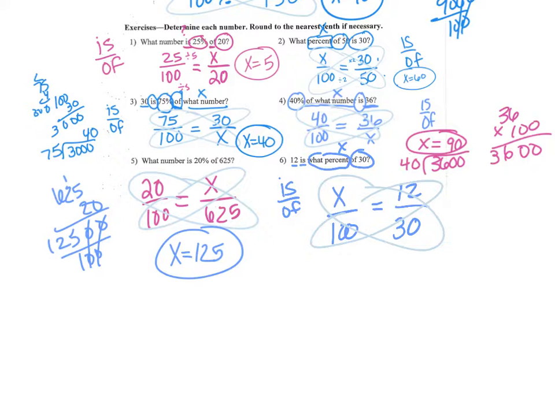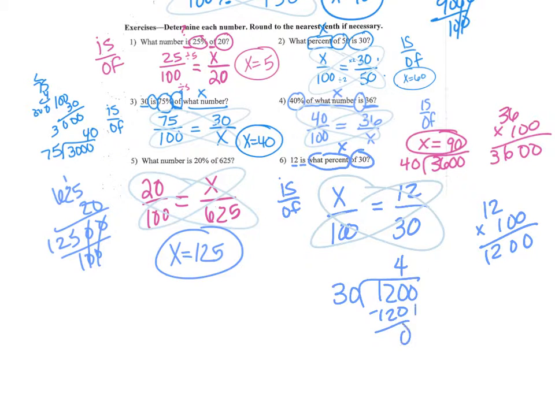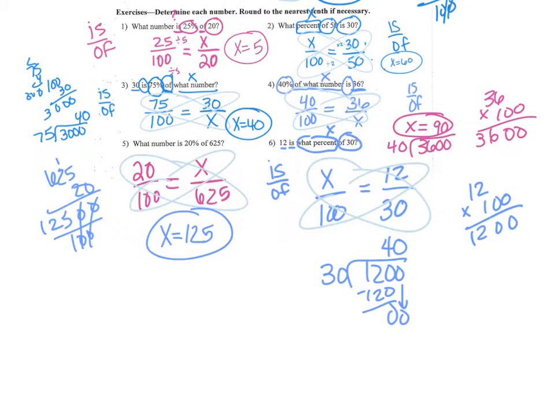So let's see. 1200 divided by 30. So 30 will go into 120 4 times. So 40%.